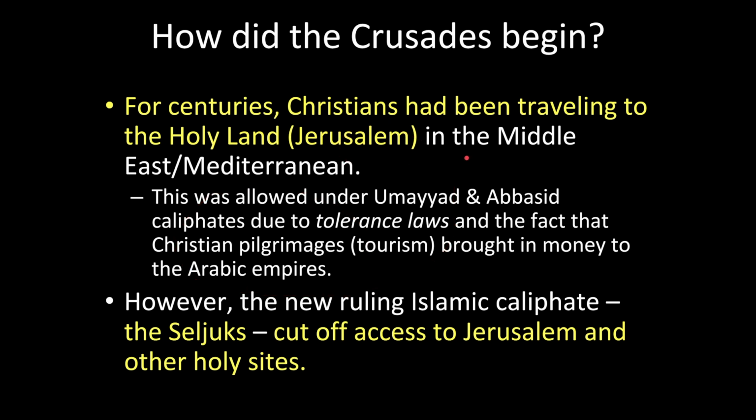How did the Crusades begin? And we're going to talk about some motivations coming up. For centuries, Christians had been traveling to the Holy Land, also known as Jerusalem, and this was allowed under the previous caliphates. But the Seljuk Empire decides they don't need that tourism anymore. They don't need tolerance laws anymore. In fact, they're going to shut all Western influence out of the Islamic territory. This changes everything, okay? The Seljuks cut off access to Jerusalem and the other holy sites. Not good.